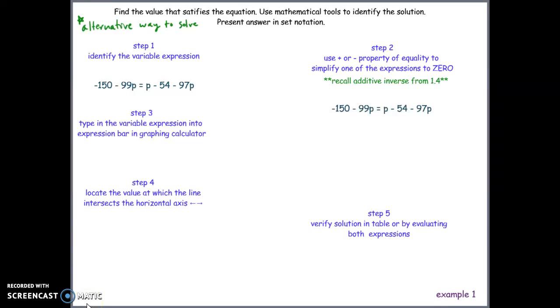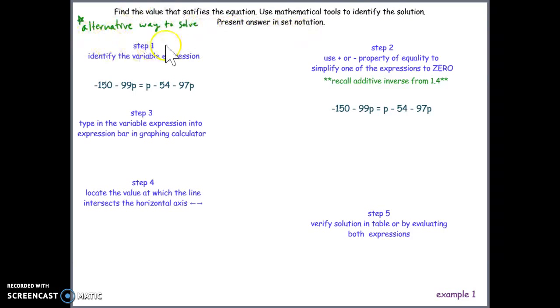Now that we know the different types of solution sets that exist, let's go ahead and get into the first example. So the question is, find the value that satisfies the equation, so we're looking for the solution, and use mathematical tools to identify the solution. Present the answer in set notation.